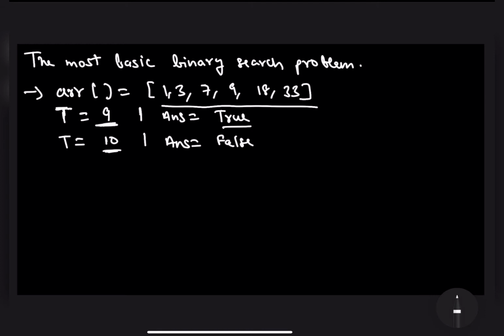So for example, if I'm looking for target value 9, I know this is present in the array. So for this case, answer will be true. All right. Now, let's say for a target value 10, I know this is not present in the array. So for this target value, the answer will be equals to false. So I hope this much is clear. So for those who have not seen this problem before, you might want to pause the video for a moment and then you can continue with the solution.